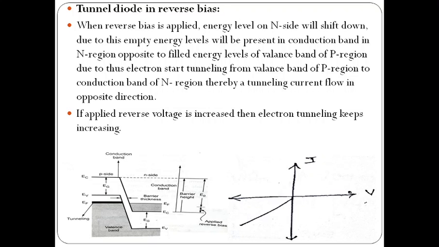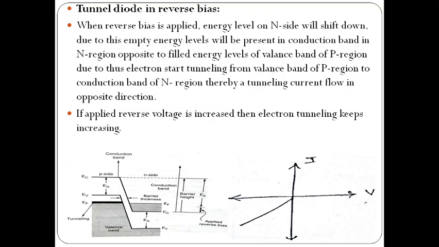If the applied reverse voltage is increased, then electron tunneling keeps increasing. You can observe here the VI characteristics in reverse bias. As we increase the reverse bias voltage, the current also increases linearly. So when the tunnel diode is in reverse bias condition, it behaves as a resistor, since V and I increase linearly.